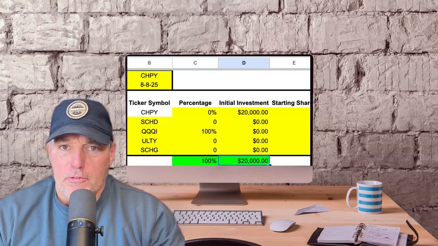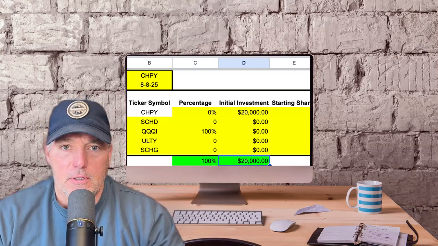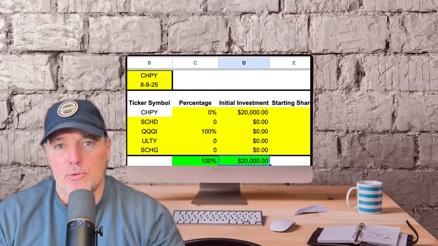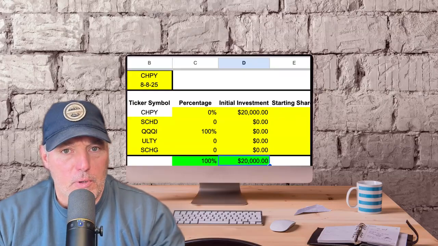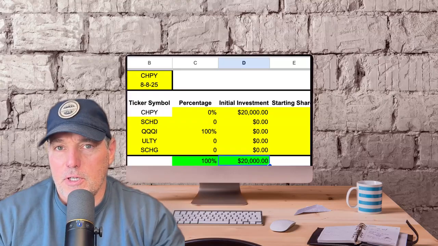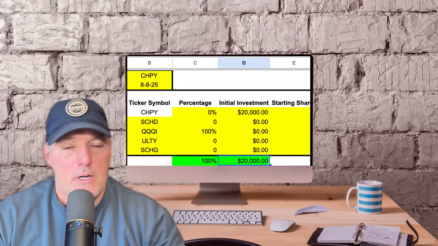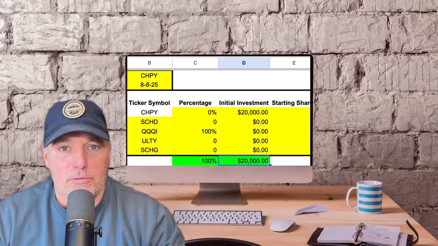Most investors track returns the wrong way. They look at share price, they look at yield, but they don't track where the cash actually goes. And that's where portfolios quietly break. In this video, I'm going to show you the exact system I use to track real income, real reinvestment, and real total return, week by week, across multiple funds.